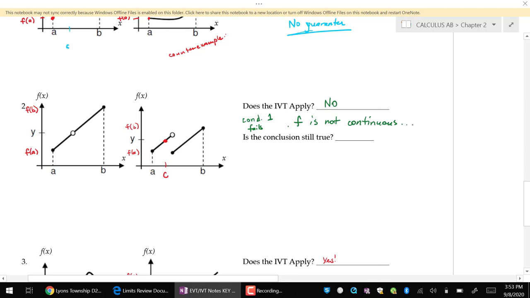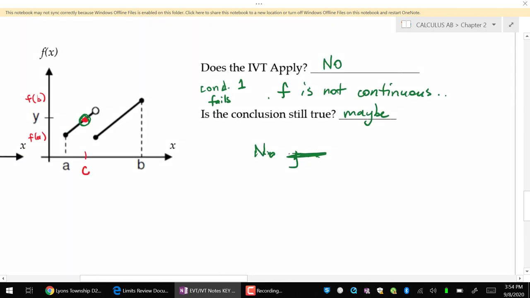Is the conclusion still true? Well, once again, in picture 2, right here, it looks like I have an f of c value equal to the element y, but not over here in picture 1. So maybe it's true, but there is no guarantee. No guarantee.